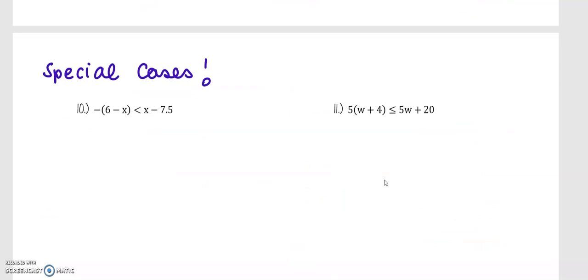Let's check out the special cases now. So we're going to continue this like normal. I see some distributing that needs to happen, so I'm going to distribute this negative to everything inside the parentheses. And then I'm going to combine like terms. So I'm going to combine these x's.